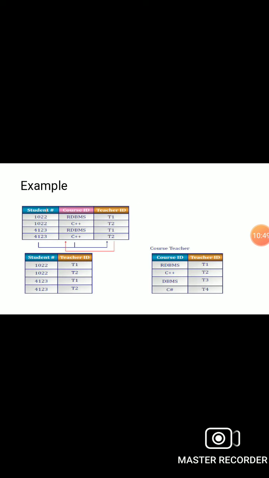Coming to the example of the Boyce-Codd normal form: here we have student, course ID, and teacher ID.